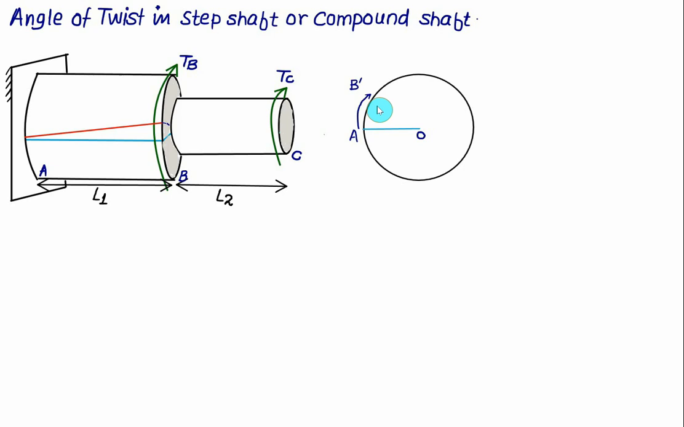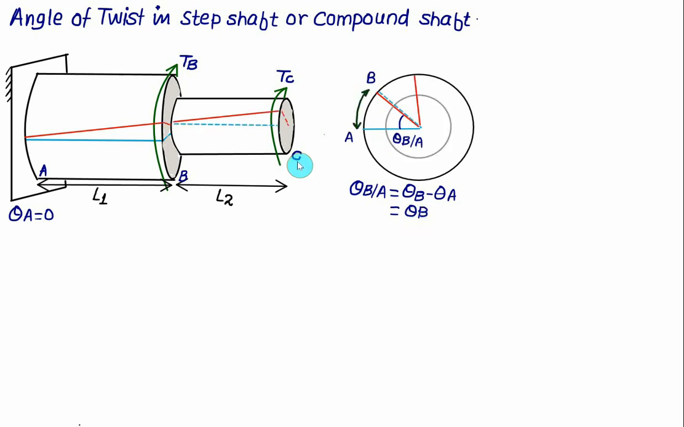In that case we can calculate the angular twist in the shaft AB. The angular twist of B with respect to A is written as theta B with respect to A, and we calculate it as theta B minus theta A. Now theta A will be equal to 0 because at A we have a fixed support. So theta B with respect to A will be equal to theta B.